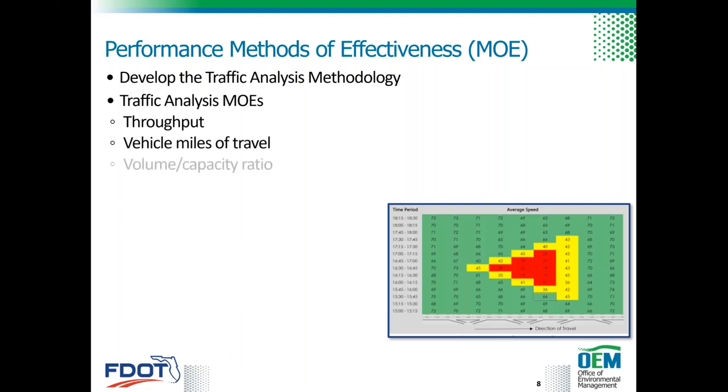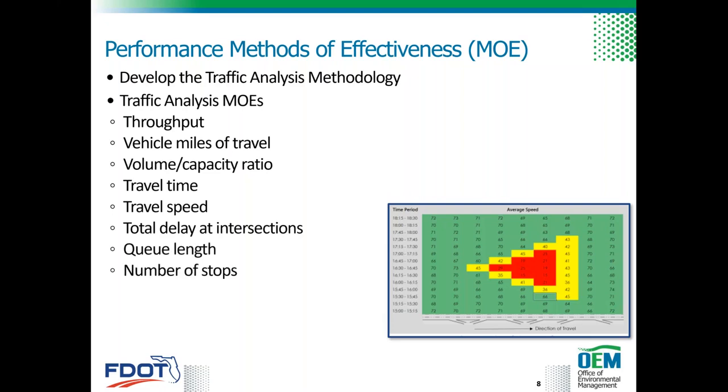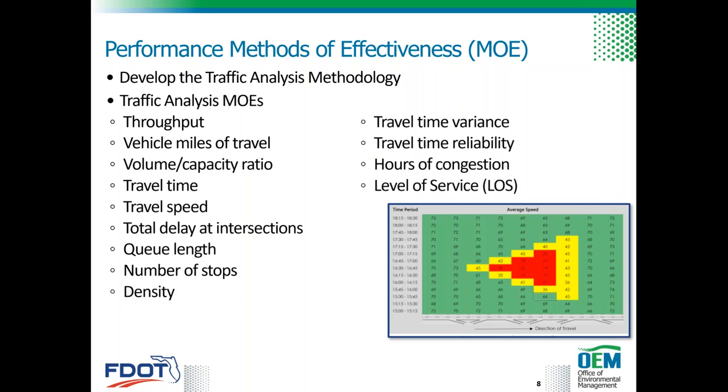There are various MOEs to choose from. Typical vehicular performance measures include throughput, vehicle miles traveled, volume to capacity ratio, travel time, travel speed, queue lengths, number of stops, density, and of course the most popular that everybody talks about, level of service, right? Also hours of congestion, travel time variance, and travel time reliability.